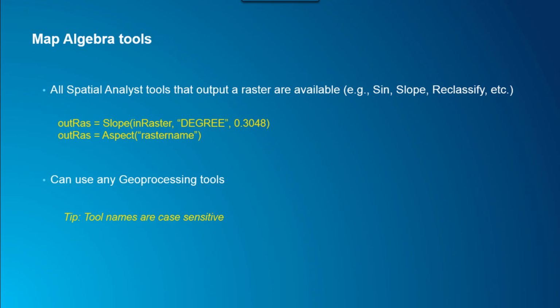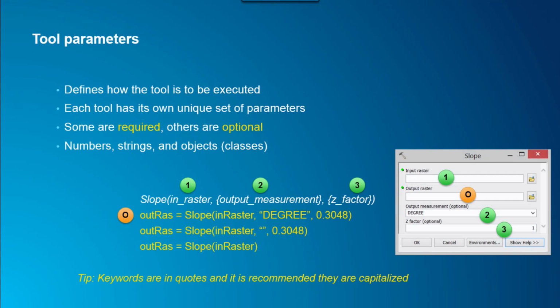What are the tools we have in Map Algebra? What are the Map Algebra tools? So all the Spatial Analyst tools you see in the toolbox are available as your Map Algebra tools in Python in the module, right? You can actually use all of them. You can also use any other geoprocessing tool, right? But remember, the tools are case sensitive, right?